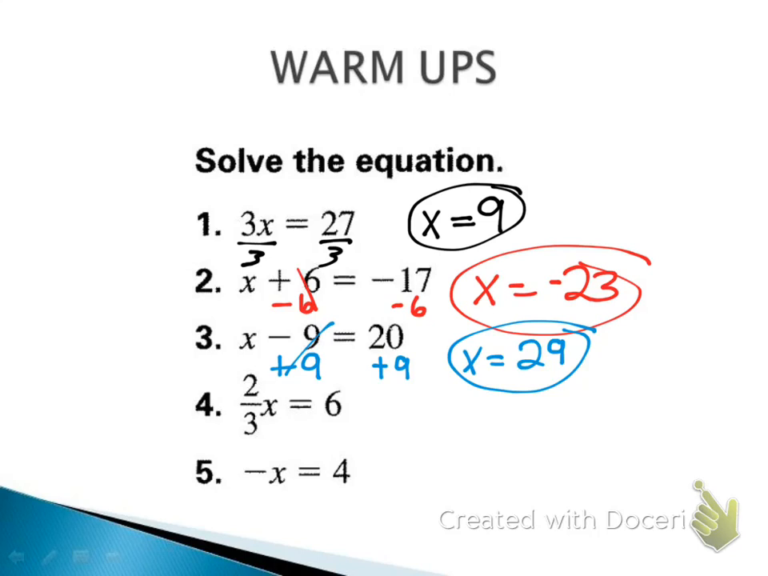Okay, the next one's kind of tricky. You got to divide by 2/3. Now, dividing by 2/3 is the same thing as multiplying by what? Do you remember how you divide fractions? You multiply them and you flip the second number. So we're actually multiplying by 3/2.